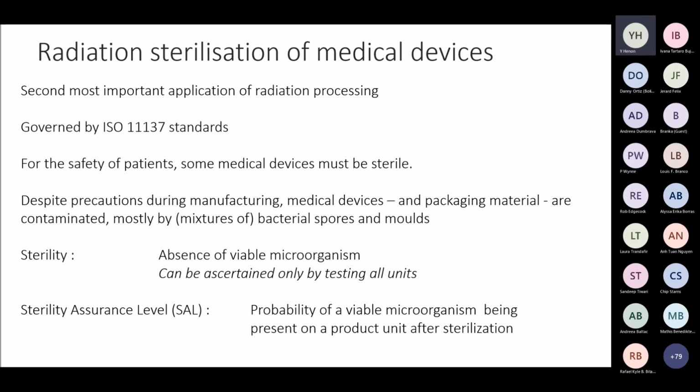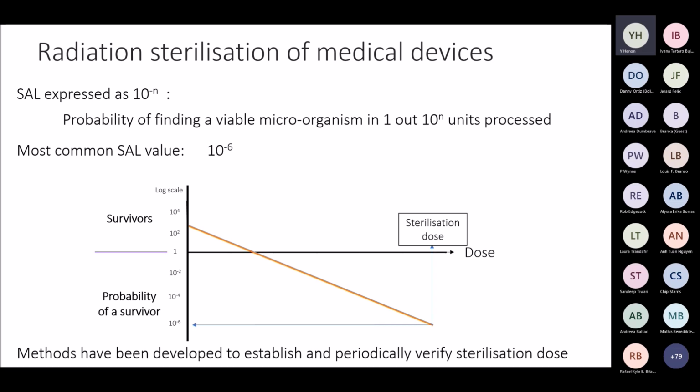And the concept that is now used is the sterility assurance level, which is a probability of a viable organism being present on a product unit after sterilization. And this is actually a more practical method. And this sterility assurance level will be expressed as 10 to the power minus n, meaning the probability of finding one viable microorganism in 10 to the power n. The common value is 10 to the power 6, so 1 in a million items manufactured and sterilized.